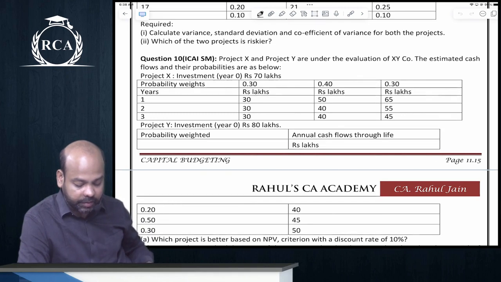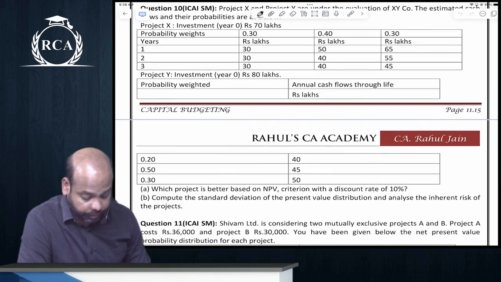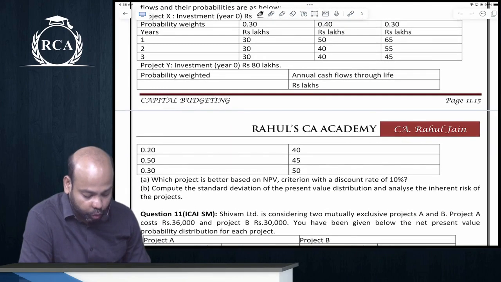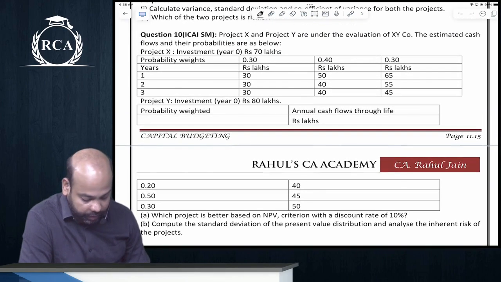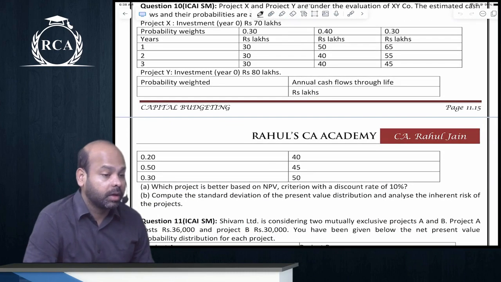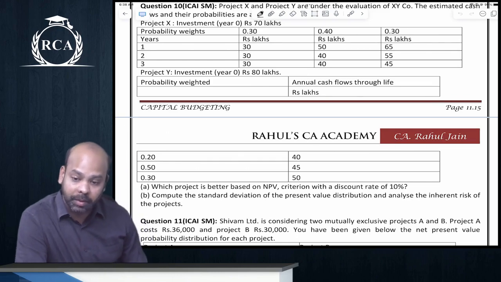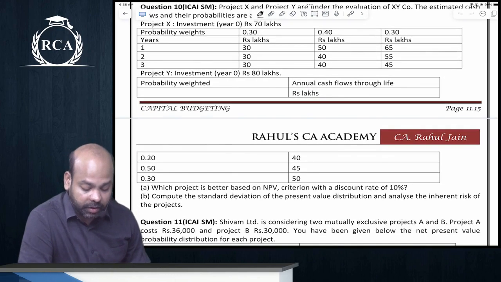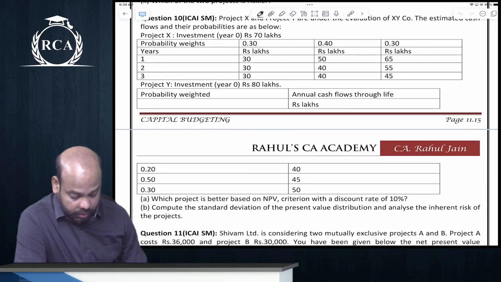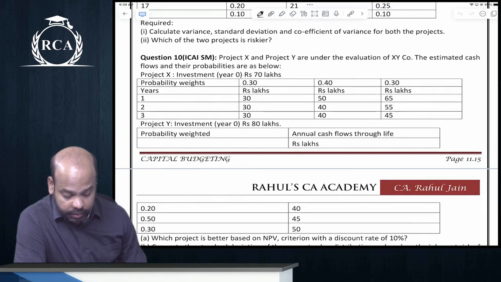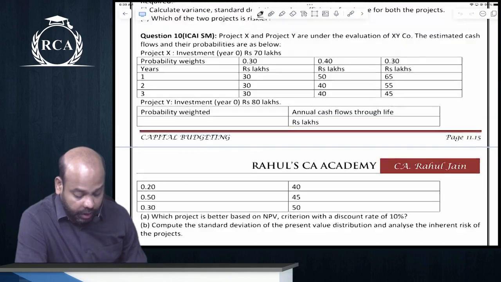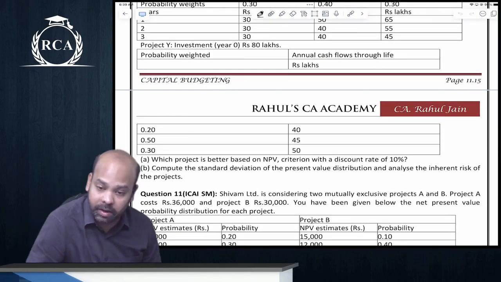Project Y investment is given as 80 lakhs. Annual cash flows through life, in rupees and lakhs, are given with probabilities 0.2, 0.5, 0.3 and cash flows 40, 45 and 50. Which project is better based on the NPV criteria with a discount rate of 10%? You're supposed to arrive at the NPV of both the projects, but three different scenarios are given. What is the life of both the projects? 3 years. The life of the second project will also be considered as 3 years only, though it is not given. Is that understood?